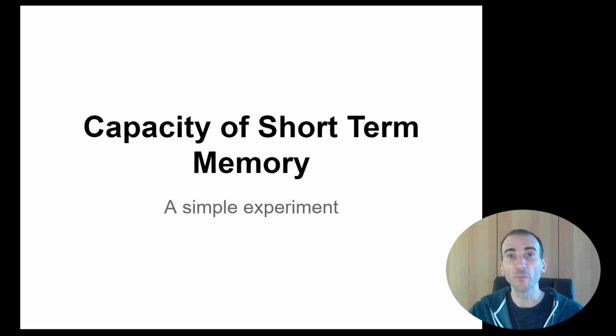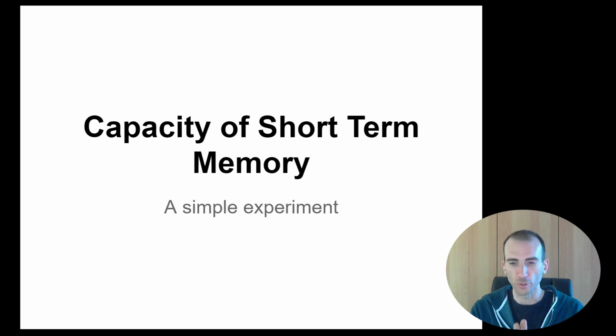In psychology, we've been learning about memory, and we've been learning about the three different memory systems: sensory memory, short-term memory, and long-term memory. In this online lesson, we're going to run a little experiment on ourselves to learn about one element of short-term memory, the capacity of short-term memory.